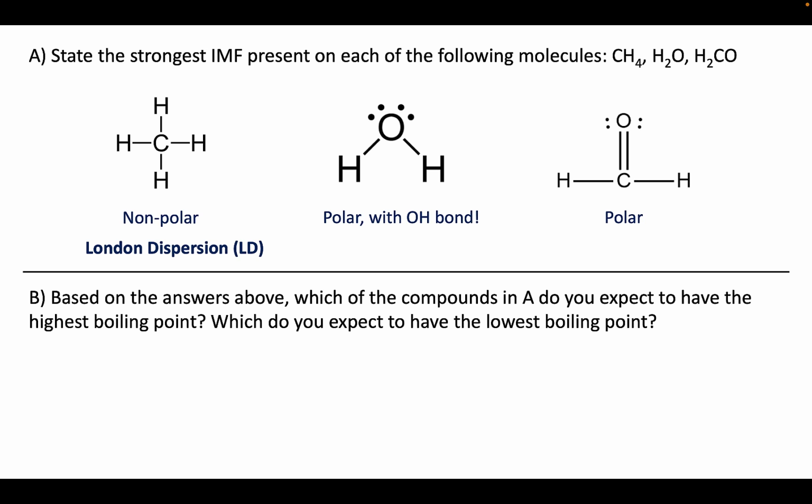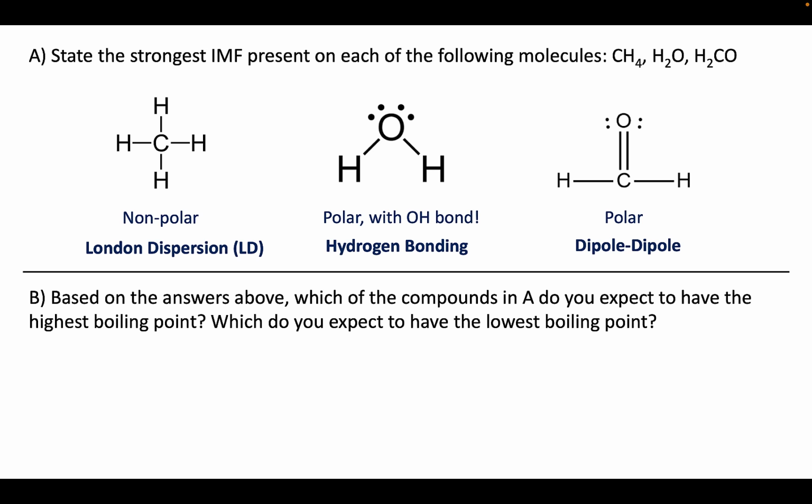Water is polar with one of these types of bonds that will make hydrogen bonding, and therefore hydrogen bonding is the strongest intermolecular force present here. Remember that a molecule with either an H-F, hydrogen fluorine, H-O, hydrogen oxygen, or H-N, hydrogen nitrogen bond will have hydrogen bonding present, which is different than just simply dipole-dipole, which is from a polar molecule with no hydrogen bonding. All right, so we've determined the strongest intermolecular force, which one has the highest boiling point?